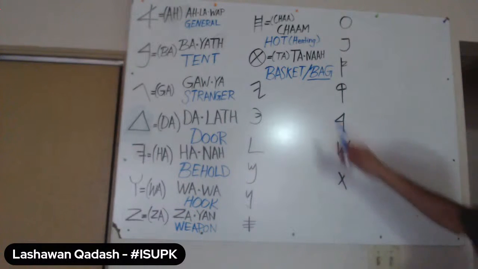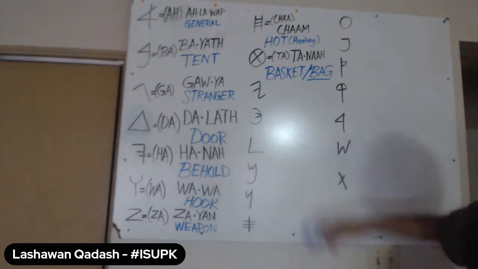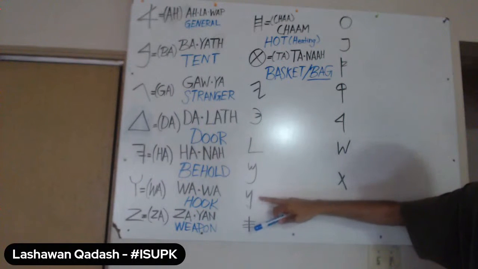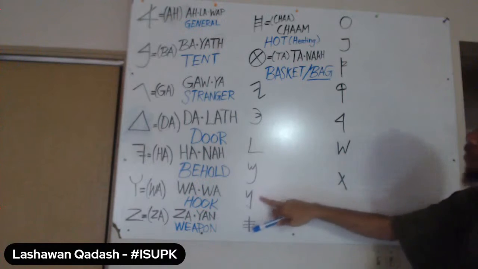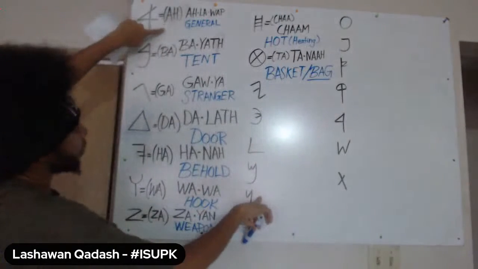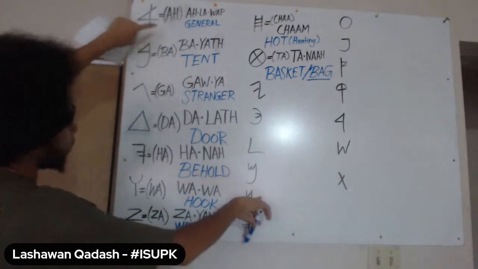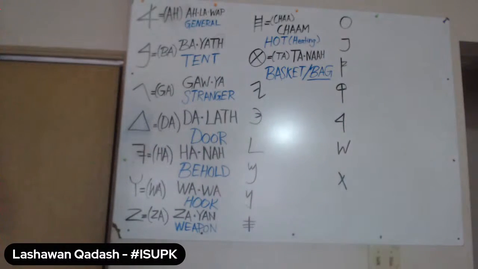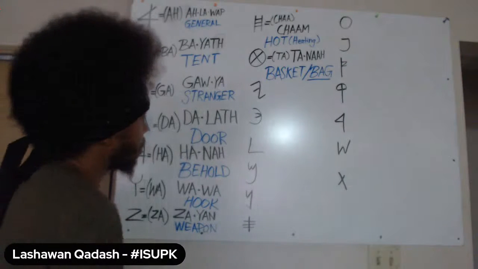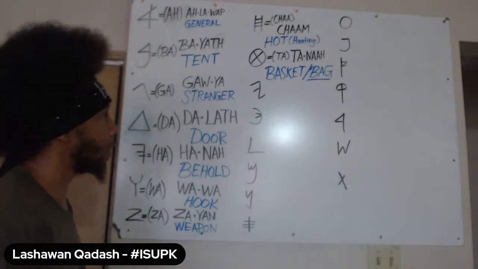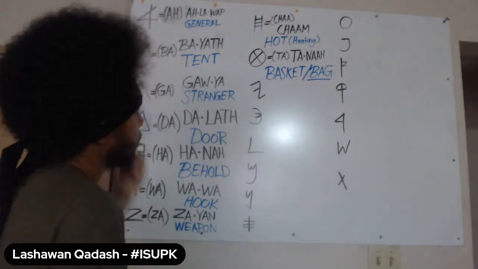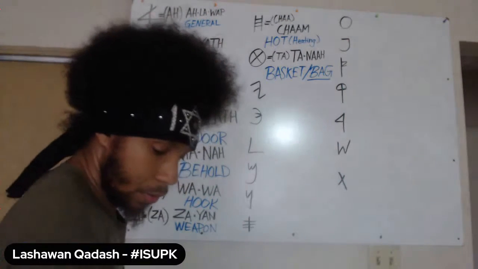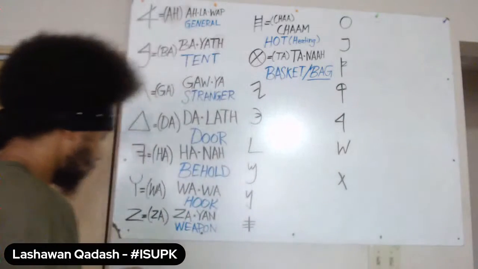Tana'a. So you got the ta by itself, you got the na and the ah. So you got the na right here, and then you got the ah right here. Connected together, tana'a. Tana'a, bag or basket, which is the same thing, something that you carry something in. A bag where you carry things in. All right, moving on.